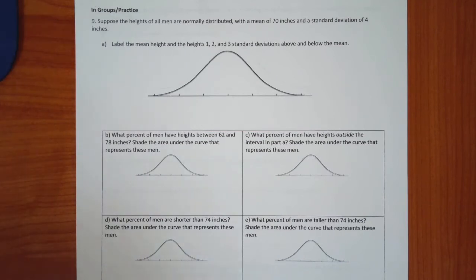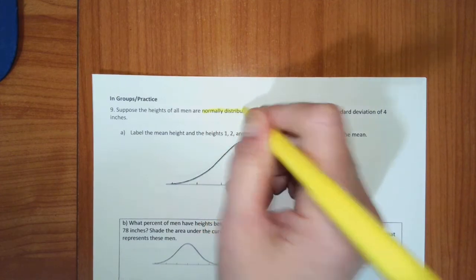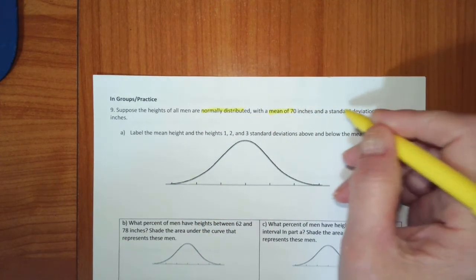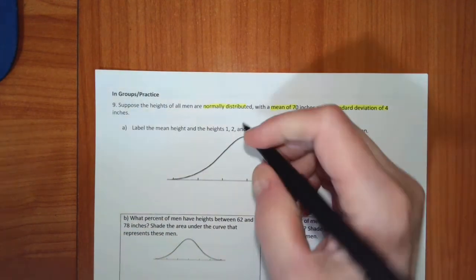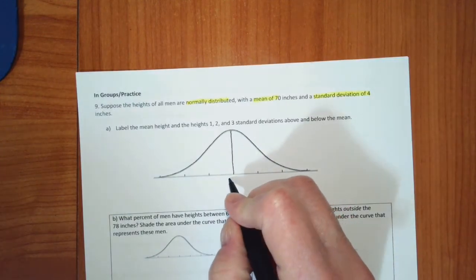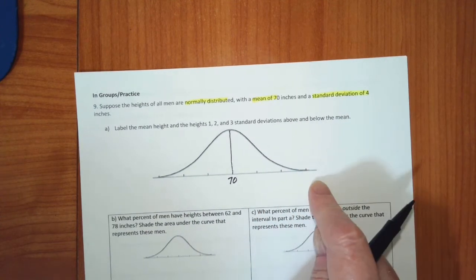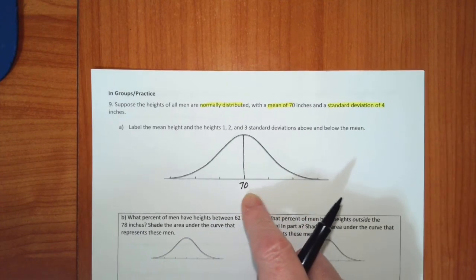Suppose that the heights of all men are normally distributed with a mean of 70 and a standard deviation of 4. So we have a normal distribution, a mean of 70, and a standard deviation of 4. Okay. So the first thing we need to do is to be able to label these. So the mean of 70 means that right here, smack dab in the middle, is our 70. We have 1, 2, 3 standard deviations to the right, 1, 2, 3 standard deviations to the left. For each one on the right, I'm going to add 4.